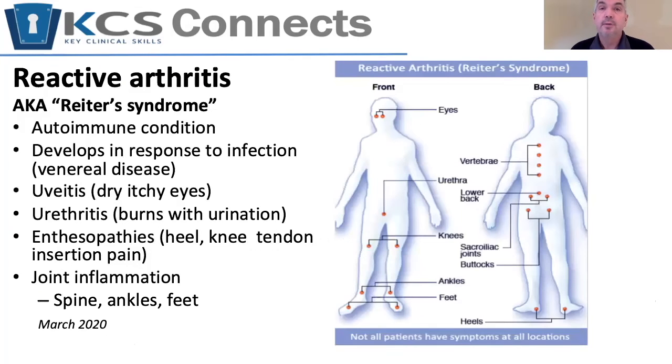Another subtype of axial spondyloarthritis is often called reactive arthritis, and another name is Reiter's syndrome. This is an autoimmune condition that often follows a venereal disease infection. It involves anterior uveitis, so they report dry eyes, and urethritis, urination pain with a burning sensation. Often, because of the insertion points of large tendons into bone, enthesopathies also become inflamed, and it can be mistaken for anterior knee pain as well as plantar fasciitis.